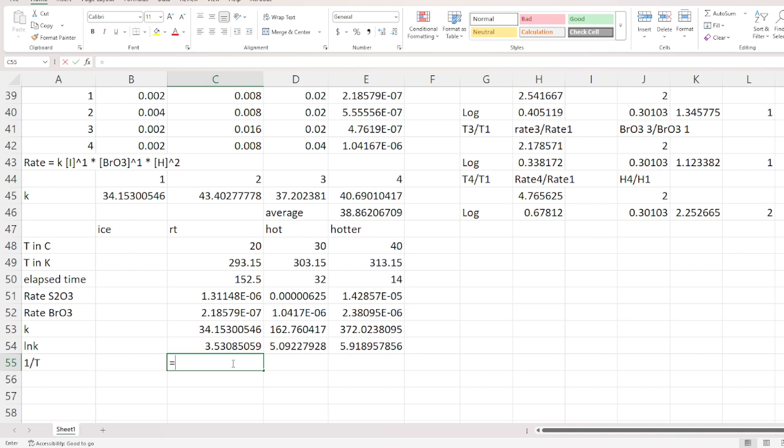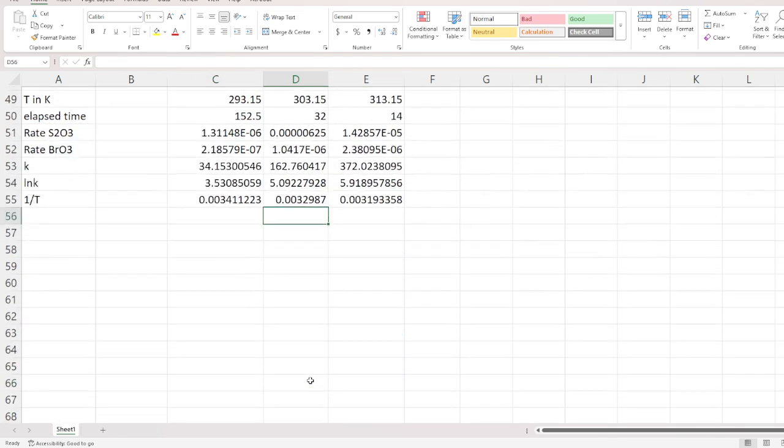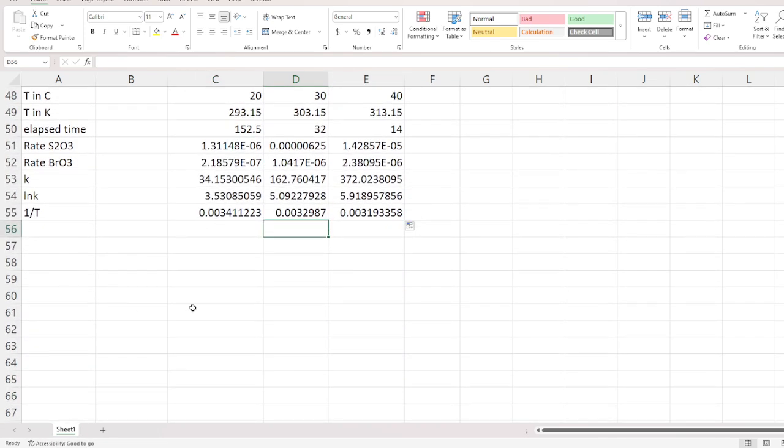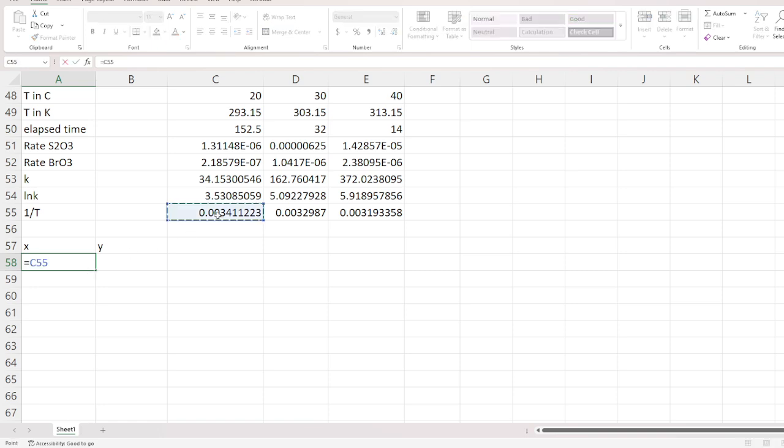And 1 over T is just going to be 1 divided by my temperature in Kelvin. And I can drag that over. So I have plottable data. Just remember, you want the 1 over T in the X column. So I'm going to say my X column and my Y column, X is going to be equal to this.